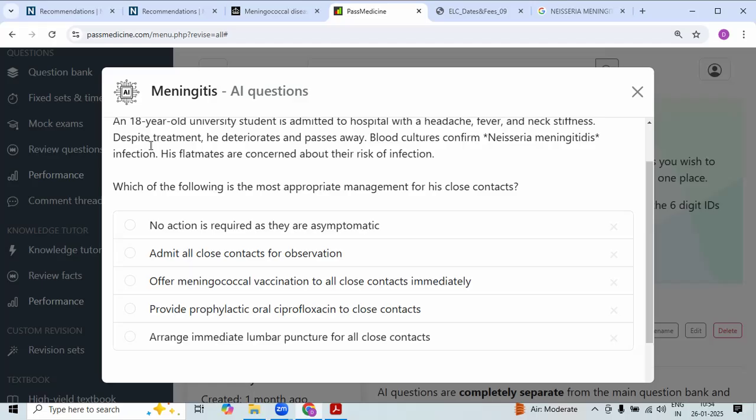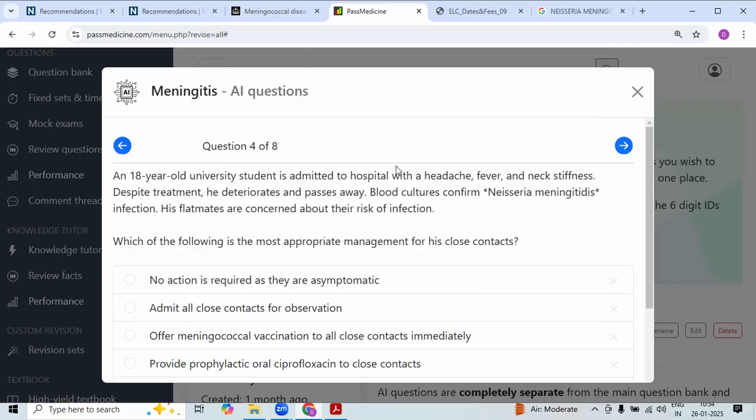An 18-year-old university student is admitted to the hospital with a headache, fever, and neck stiffness. Despite treatment, he deteriorates and passes away. Blood culture confirmed Neisseria infection. His flatmates are concerned about the risk of infection. Which of the following is the most appropriate management for his close contacts?